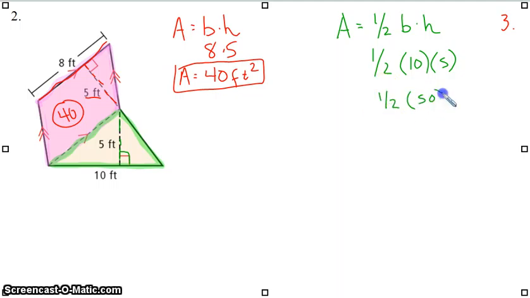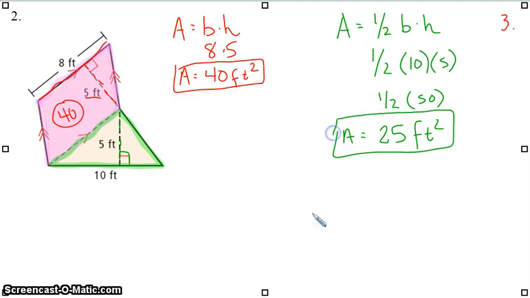1/2 of 50. We all know what's half of 50. 2/4. That's going to be 25. And this is feet squared. Keep that in mind. We always want to square our units when we're dealing with area.